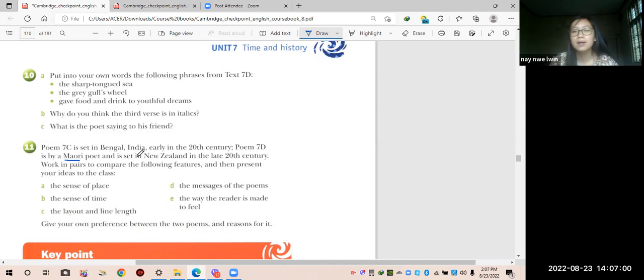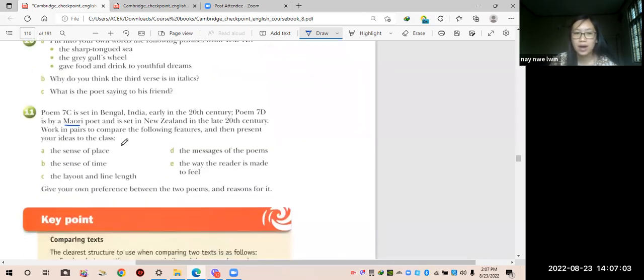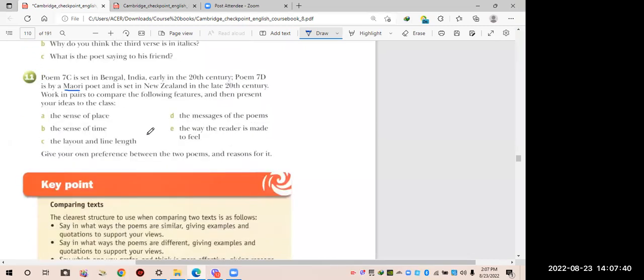So, work in pairs to compare the following features and then present your ideas to the class. This time you have to compare 7C and 7D, which are different poems written by different poets. So we have to compare and contrast the two poems based on these features. The first one is the sense of place: are they the same or different? Number B is the sense of time, so we have to think about the time. Number C is the layout and line length. Number D is the messages of the poems. And number E is the way the reader is made to feel.